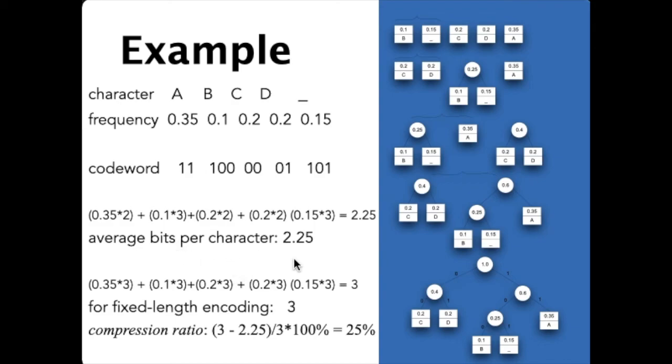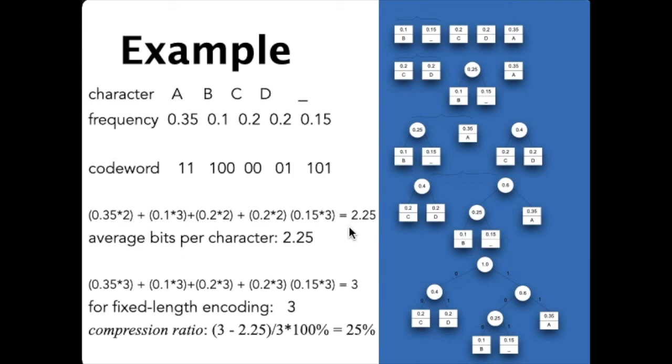Okay? So, let's try to compute yung average bits per character. And this is computed by getting the length of the representation or the code word times the frequency of the symbol. So we get the summation of that. We can have 2.25. So 2.25 is computed by getting the 0.35 times the length of the code word for A, which is 2. We have 0.1 times 3, which is the length of the code word for B, and so on. So we can have 2.25 as the average bits per character.